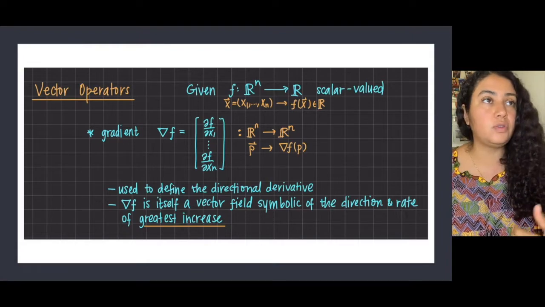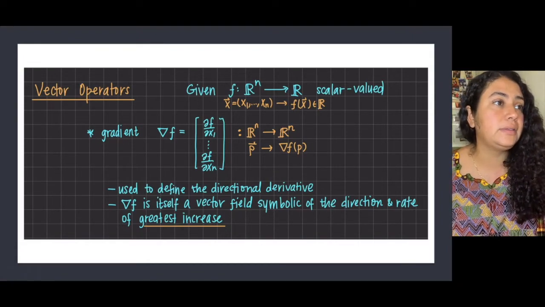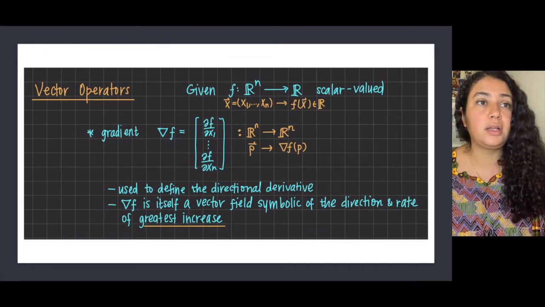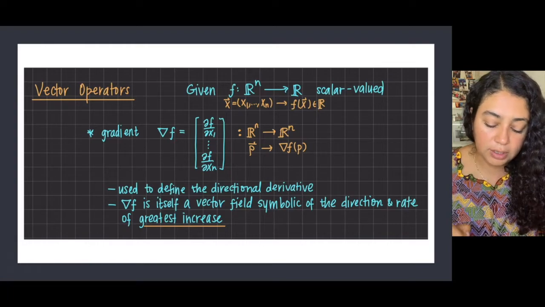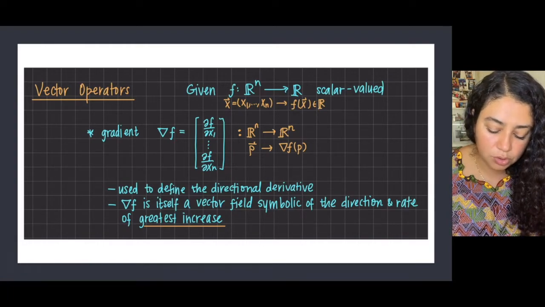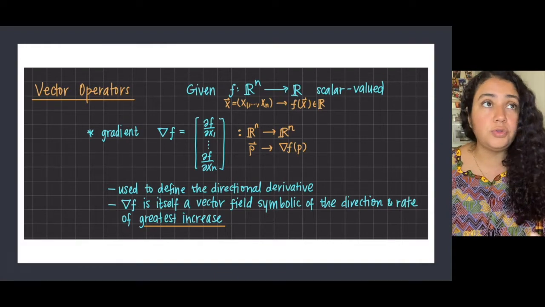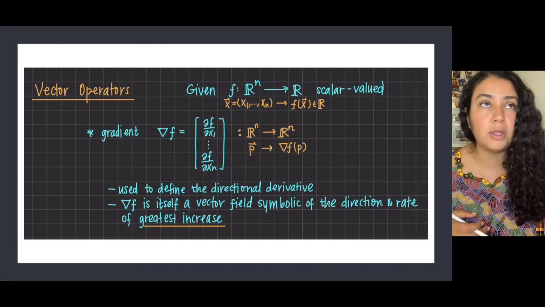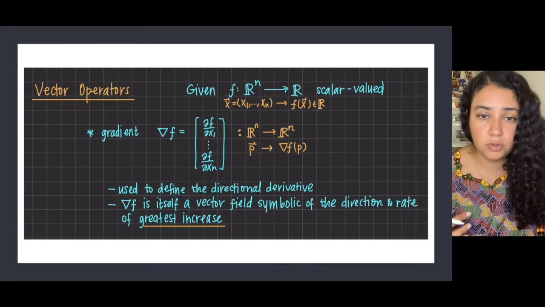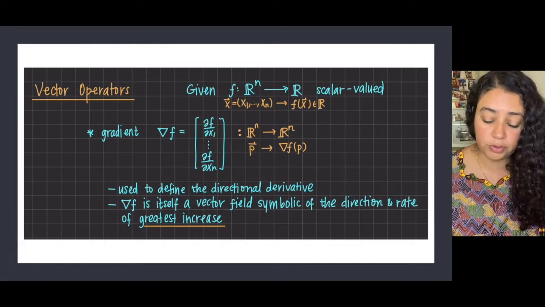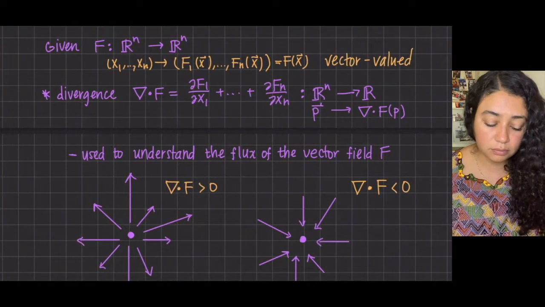And just a quick reminder of those vector operators. For example, the gradient, a vector field symbolic of the direction of the rate of greatest increase of a given function f. You take that function f and collect the partial derivatives into a vector, and there you have the gradient. You can use it to define the directional derivative, and in some cases as an analogy to the way the derivative behaves when you first learn it. And some of its other notations are there on that slide.